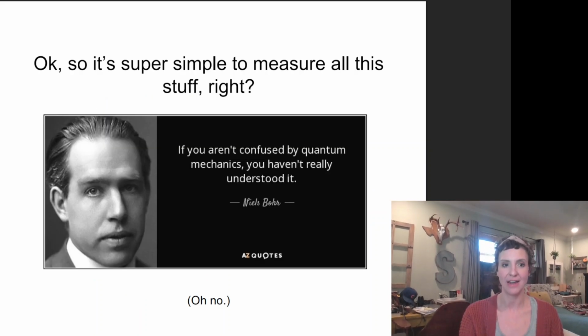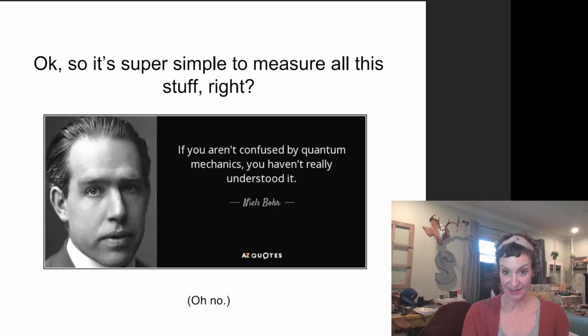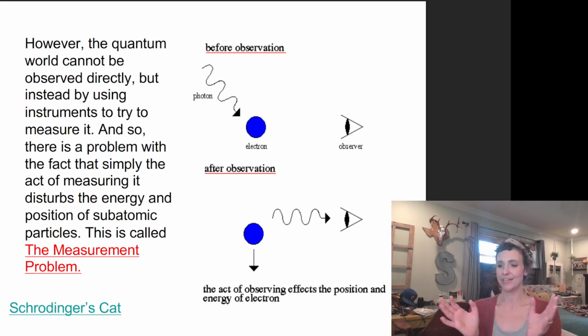Okay, so moving on. So this stuff is super simple to measure, right? No. This is an actual quote from Niels Bohr. It says, if you aren't confused by quantum mechanics, you haven't really understood it. I have not dove into that much of quantum mechanics, but I feel like every time I attempt to do so, it is very, very confusing to me.